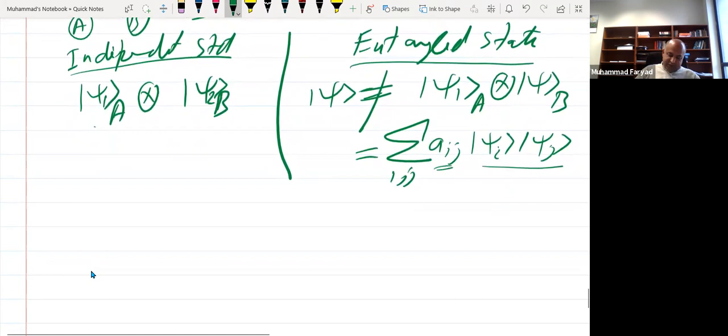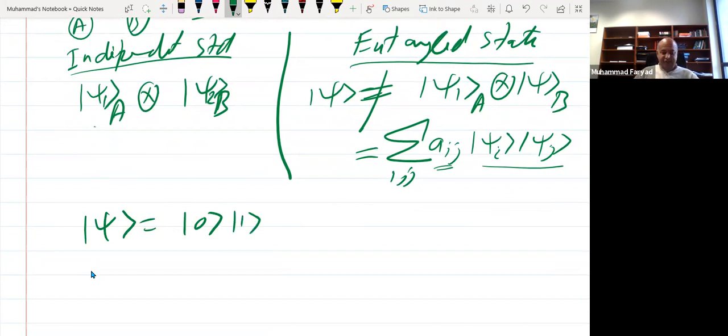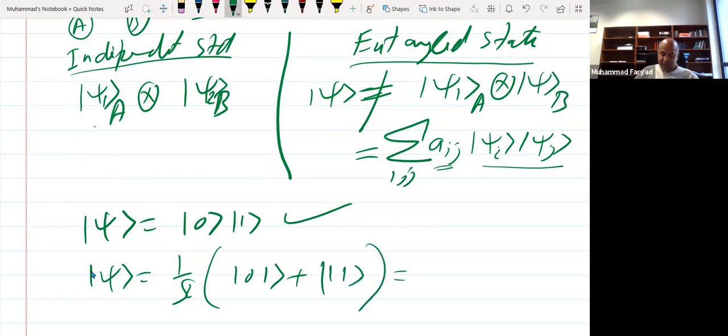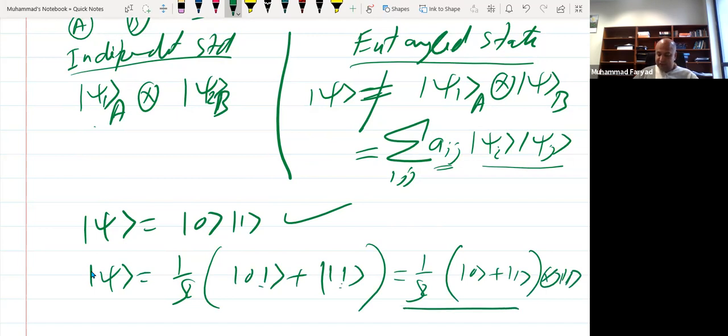Okay, let me give some examples. So for example, this is an unentangled state. Another example is a state like this, right? Because I can write it as 1 over square root 2, (|0> plus |1>) tensor |1>. I can take this |1> on the right common. So now it's a product of this and this. So this is still an unentangled state.